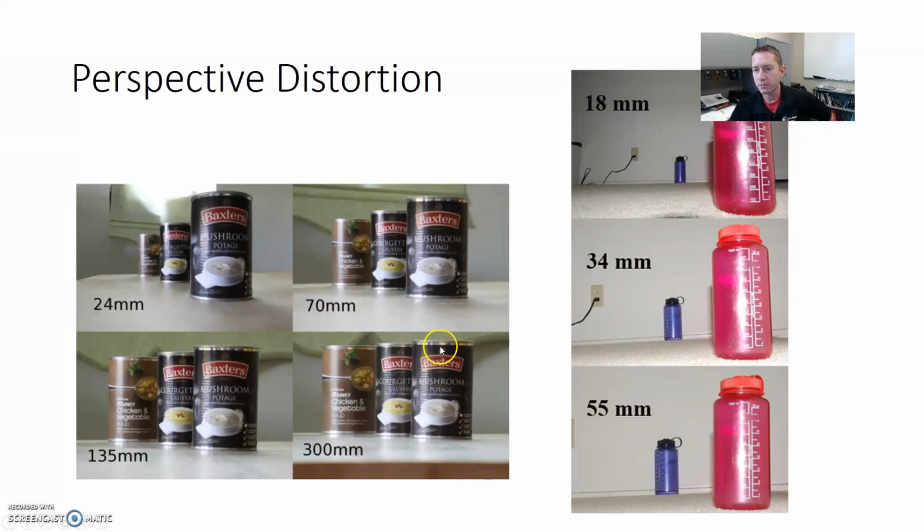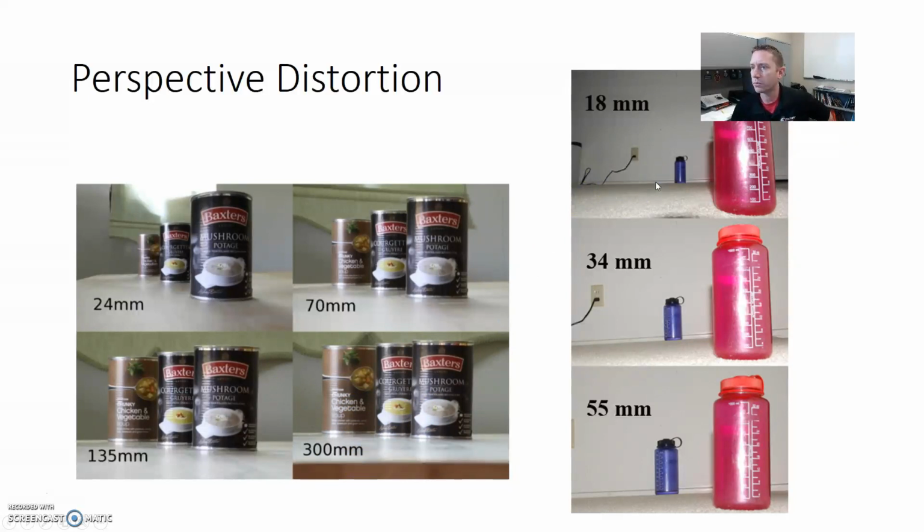And by the time we go to 300 millimeters, we've stepped back a little further and we've zoomed into these cans. What we end up with now is that they're almost straight across. There's still some variation in their heights, but they look like they're touching each other, like they're right on top of each other.